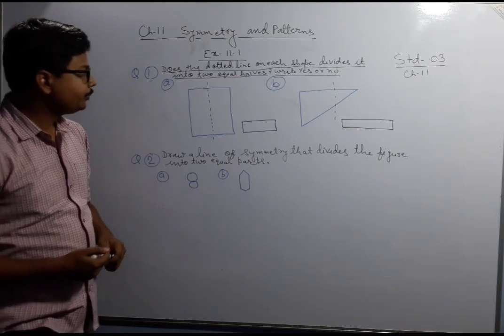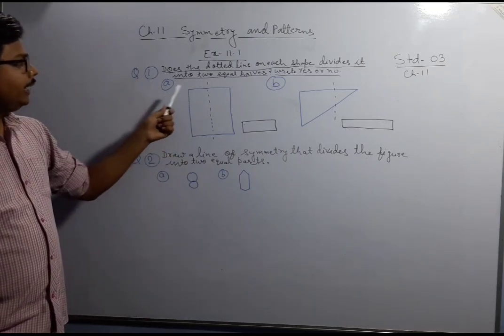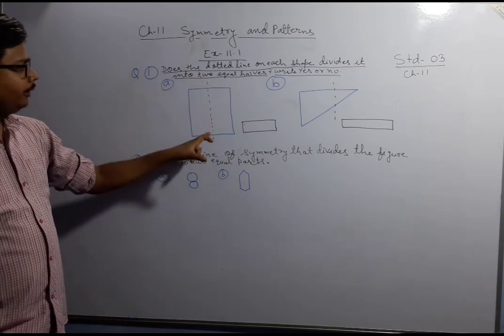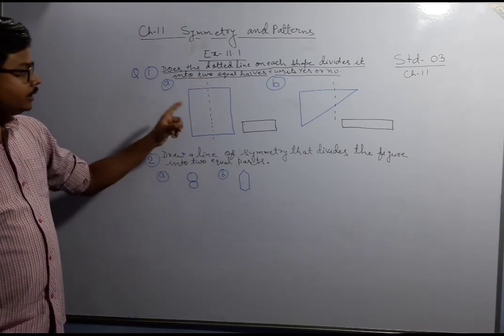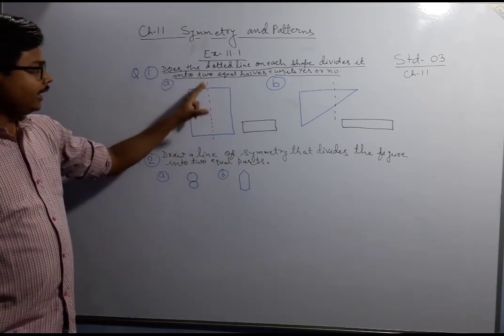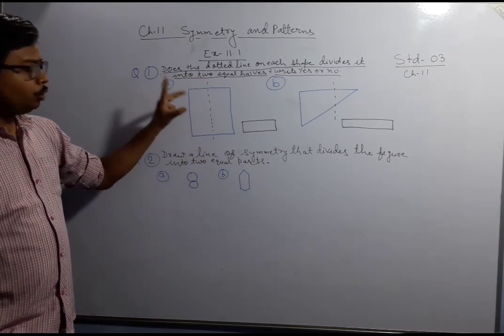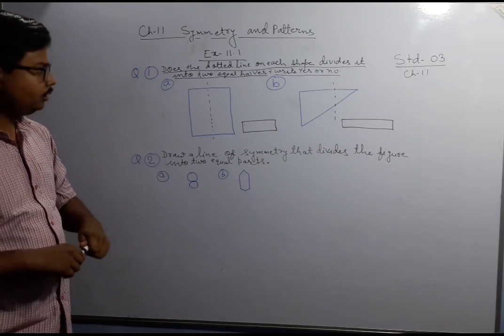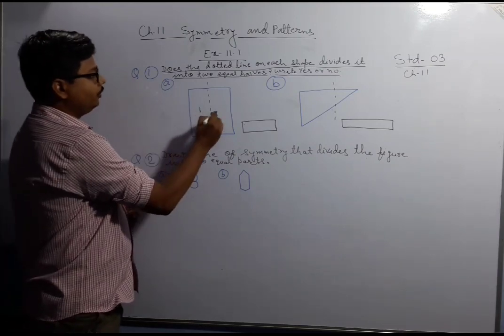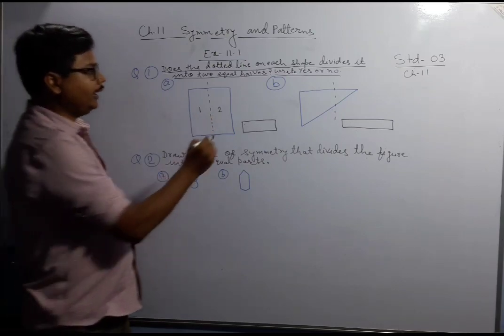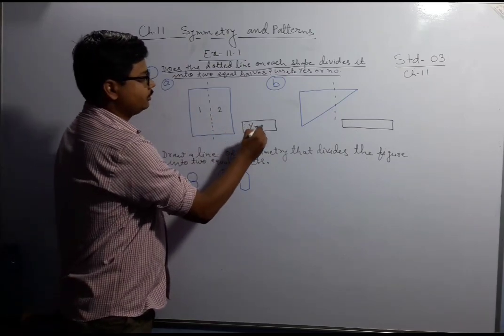So let us see. In this figure, question number A, you can see it is a kind of rectangle and a line of symmetry is drawn here. And you can see clearly that this line of symmetry divides this figure into two equal halves. Okay, this is one half and this is the second half, and both are equal. So we will write here yes.